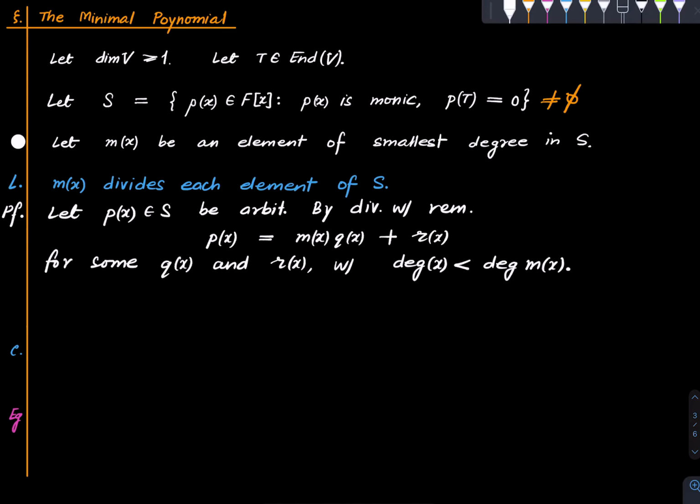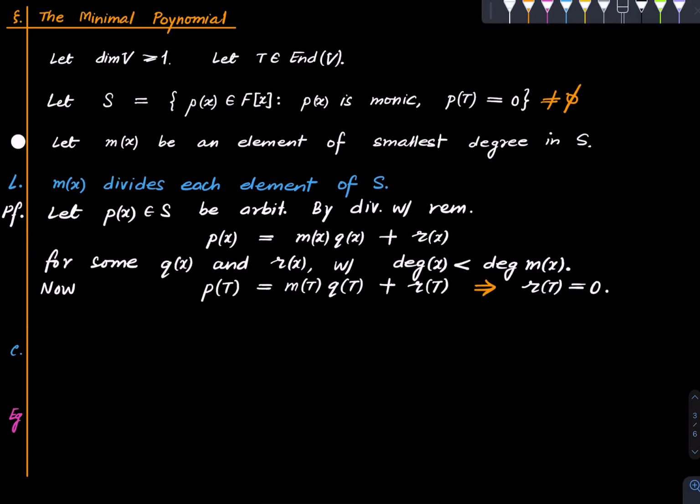Now, by the above equation, we have P(T) = M(T)Q(T) + R(T). But P(T) is 0 because P(x) was chosen in S. M(T) is 0 because M(x) is also an element of S. So these two are 0, and hence we conclude that R(T) is 0. Right? So if R(x) was a non-zero polynomial, then we would have a polynomial of smaller degree, which is also in S.